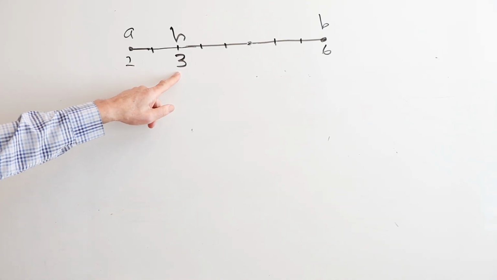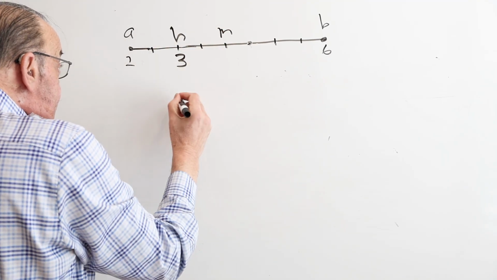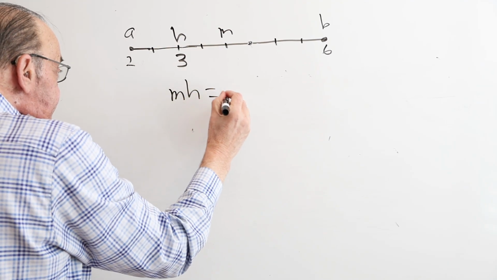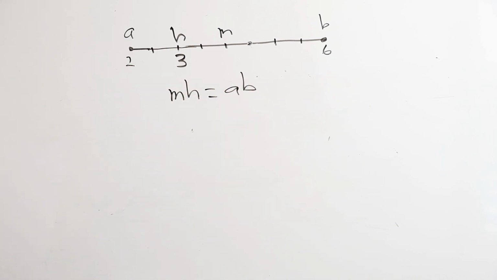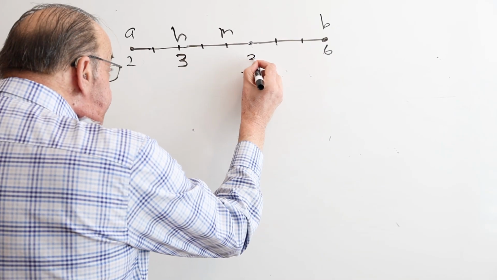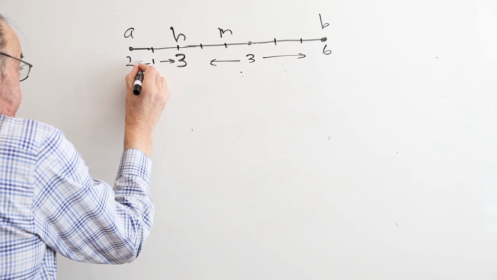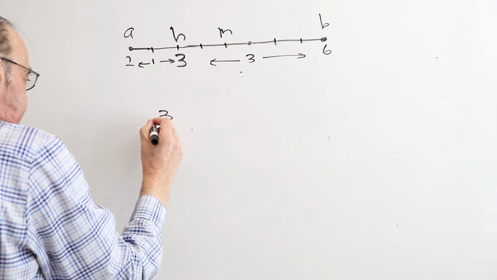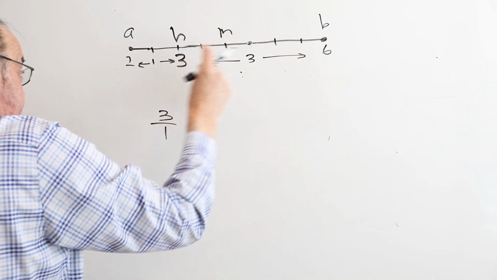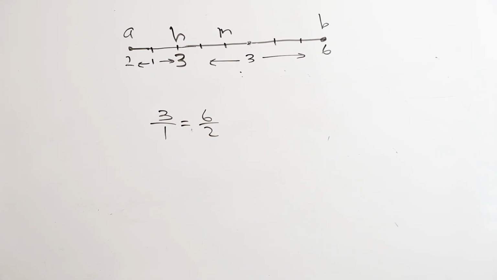What's so special about the harmonic mean again? Well, if we find the arithmetic mean, then the arithmetic mean times the harmonic mean is equal to the left side times the right side. Another way to specify what the harmonic mean is to look at this distance and look at this distance. And the ratio of the distances is 3 to 1. Now compare that to the ratio 6 to 2. It's the same ratio. So that's another way to define the harmonic mean.